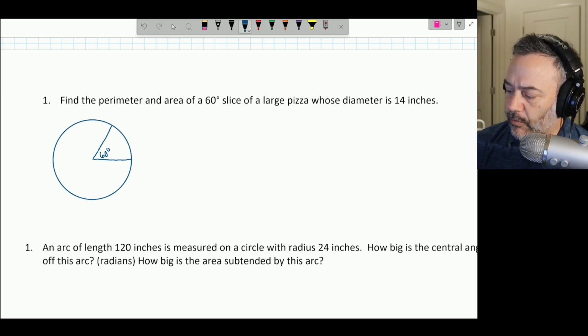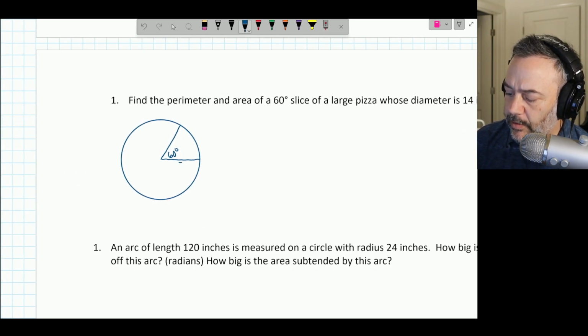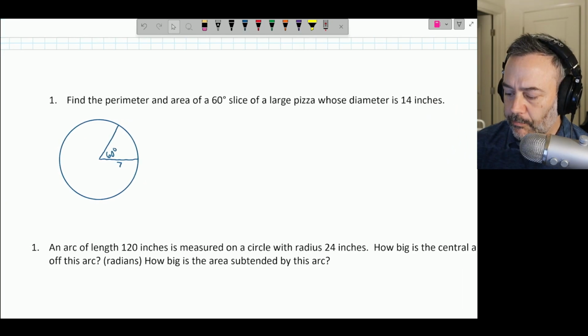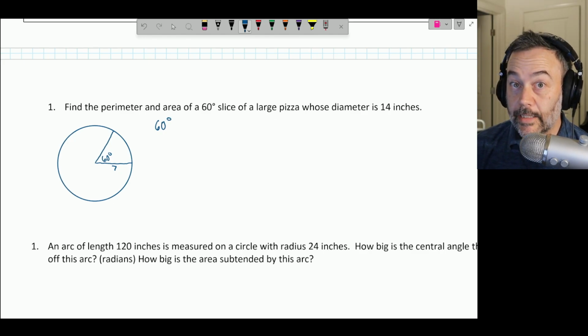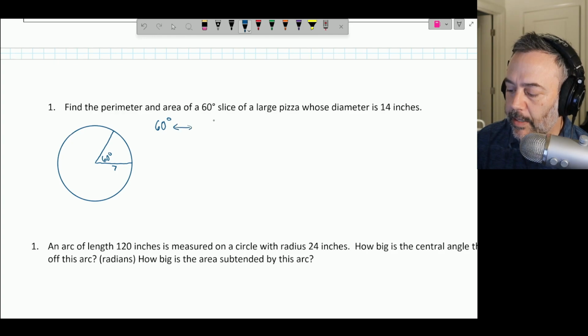And the diameter is 14 inches. And since the diameter is 14 inches, that means the radius is 7. Now, 60 degrees as an angle is the same as pi over 3 in radians.